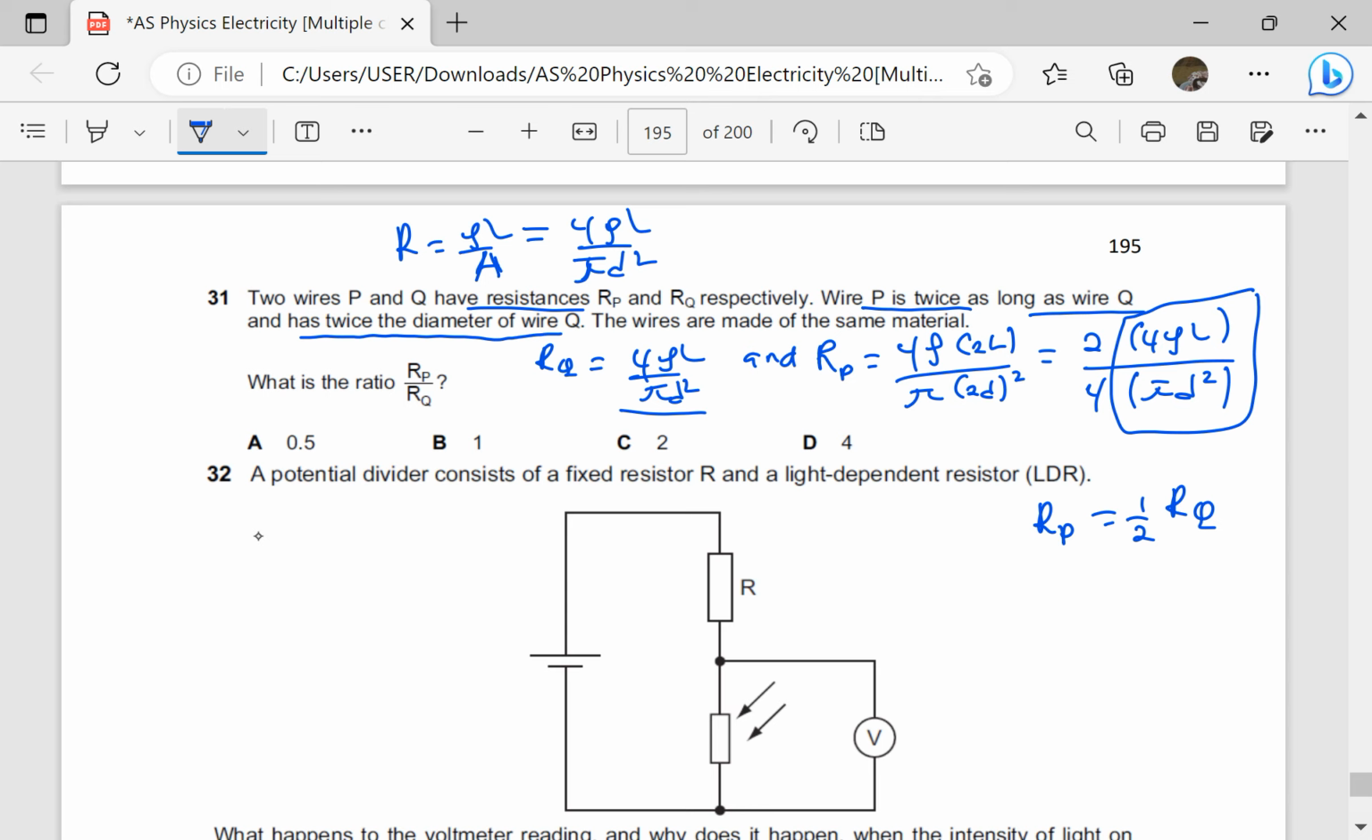So I want the ratio Rp over Rq. It means Rp divided by Rq is equal to a half, which is 0.5. So the answer is going to be A.